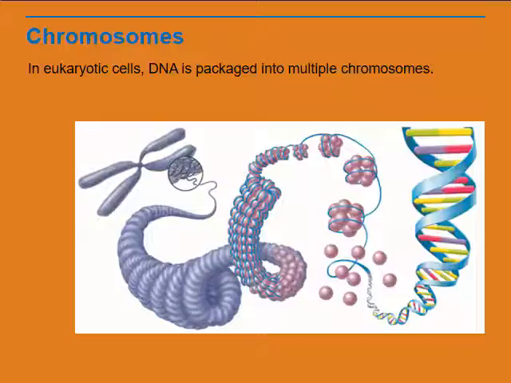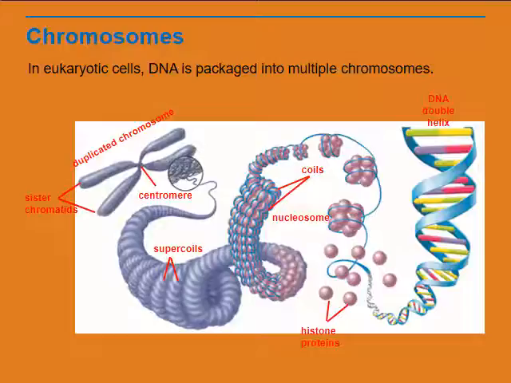The DNA is packaged into multiple chromosomes, and your DNA usually comes in the form of a double helix, which is then wrapped around histone proteins to be coiled and then further supercoiled, and that forms our duplicated chromosome, which is joined at a centromere.